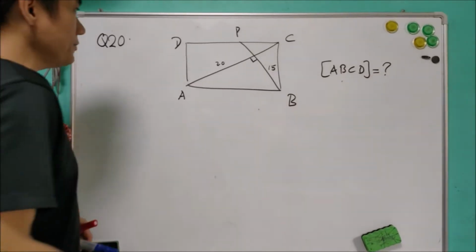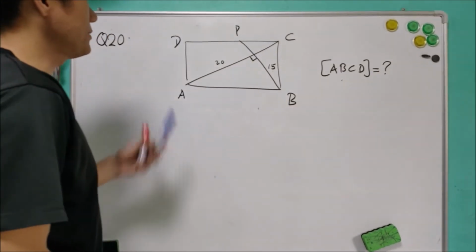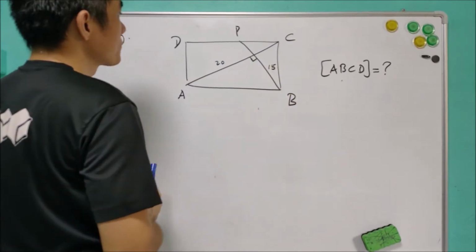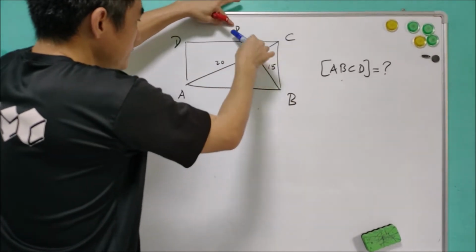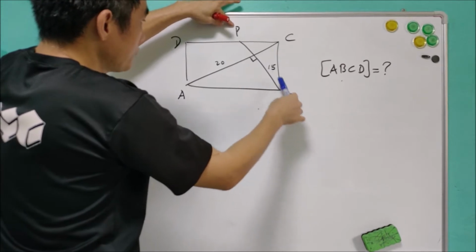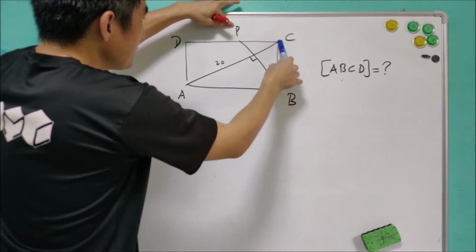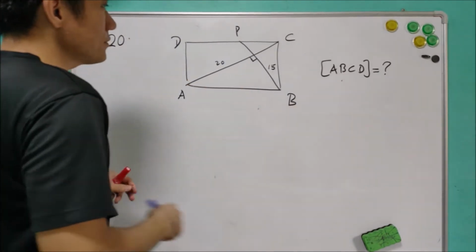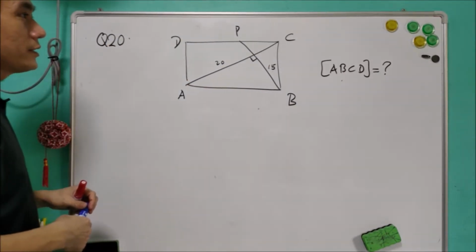This is question 20. Given that ABCD is a rectangle where the diagonal AC equals 20. The point P is on CD such that BP is equal to 15 and AC is perpendicular to BC. Using this information, find the area of the rectangle ABCD.